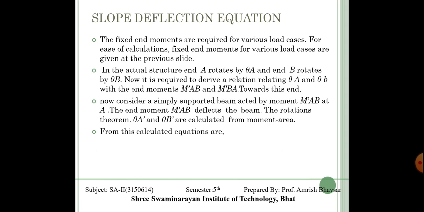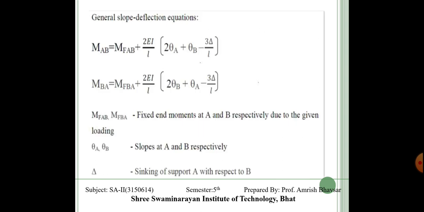From this, the calculated equation is like this: moment at AB is equal to the fixed end moment MFAB plus 2EI upon L, in the bracket 2 theta A plus theta B minus 3 delta upon L, and moment from B to A is equal to the fixed end moment from B to A plus 2EI upon L, 2 theta B plus theta A minus 3 delta upon L, where the fixed end moment is used.